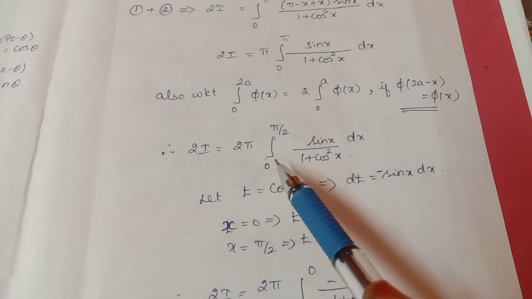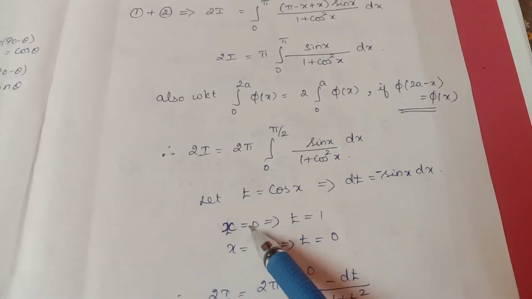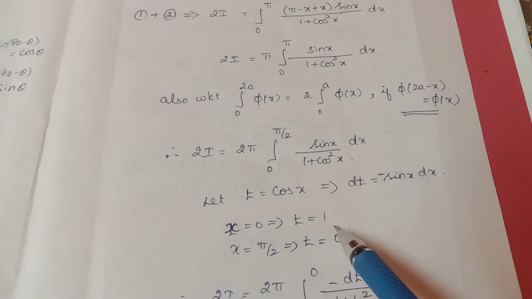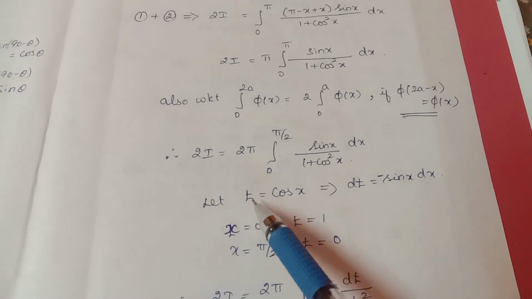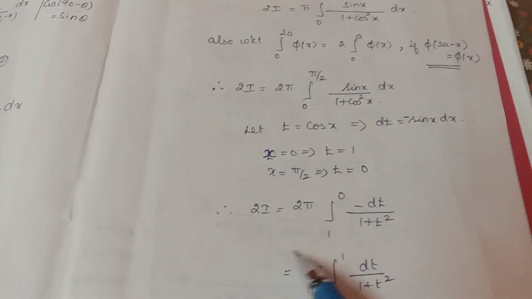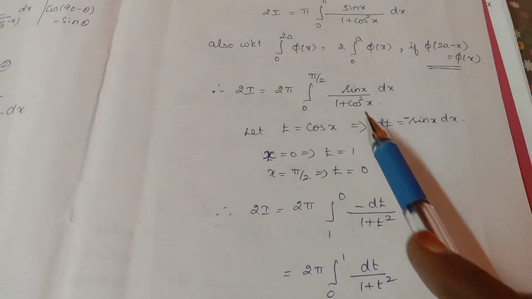Now let us see the limits. Here x varies from 0 to pi by 2. When x equals 0, t equals cos 0. Cos 0 equals what? 1. When x equals pi by 2, t equals cos pi by 2. Cos pi by 2 equals what? 0. So 2I equals 2 pi integral 1 to 0.